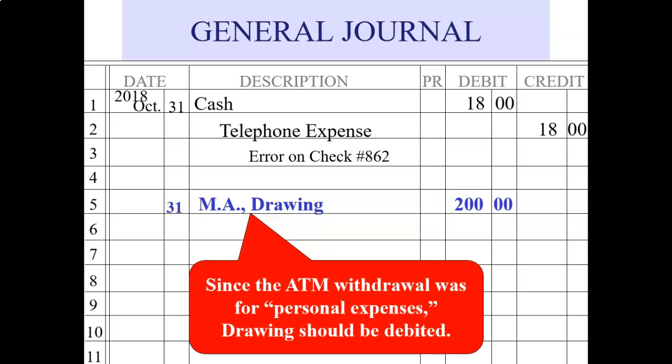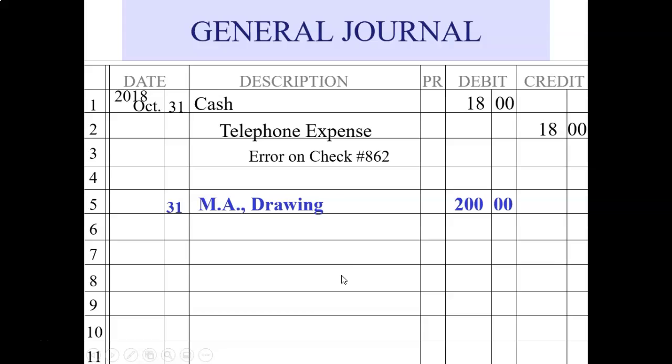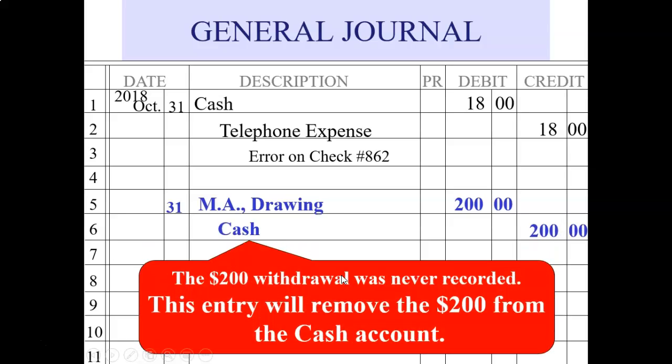Now the next thing that we had on the bank rec was the ATM withdrawal, and it was a subtraction, so we automatically know we're going to credit cash. So we just have to figure out the debit. Well, we were told that the ATM withdrawal was for personal expenses of the owner. So this is an owner withdrawal. So we're going to look on our chart of accounts, and we see that MA, drawing is our owner withdrawal account, and that's what we're going to debit. And of course, like I said, we already know that we need to credit cash because we were subtracting it on the bank rec.